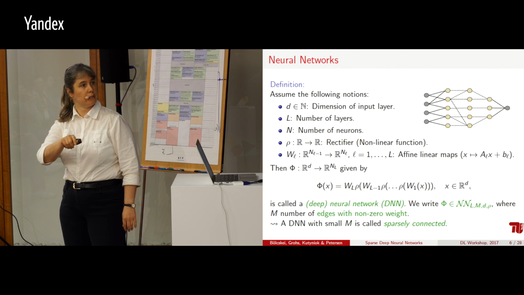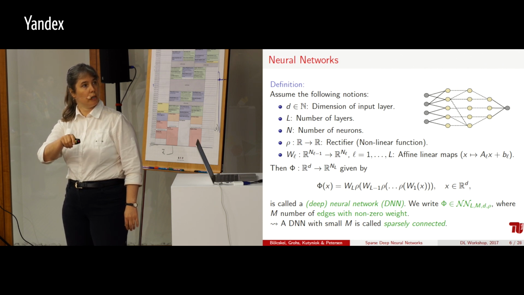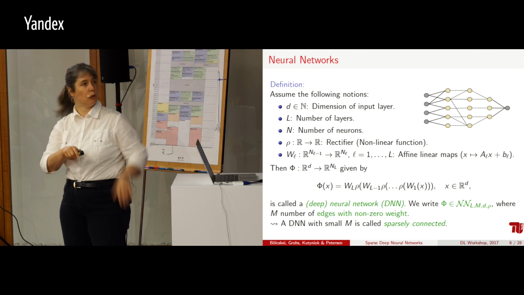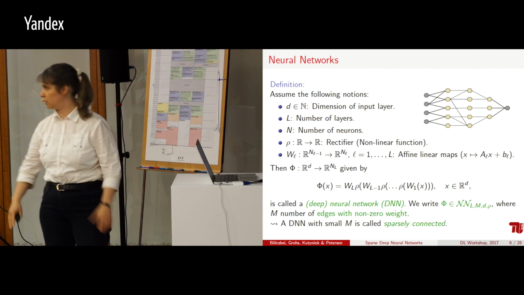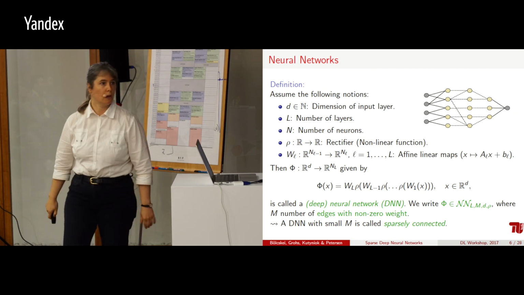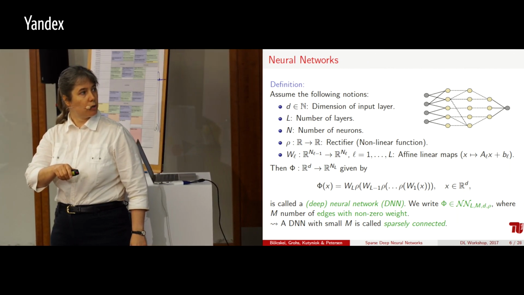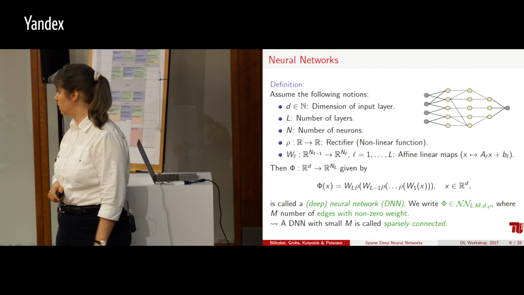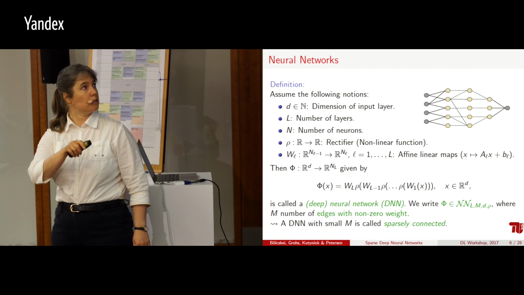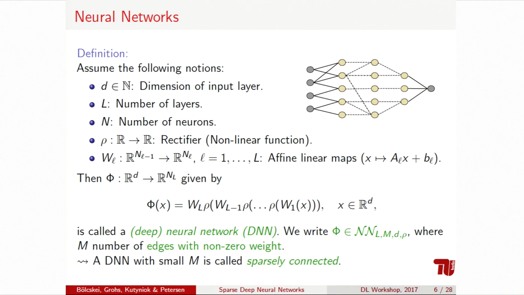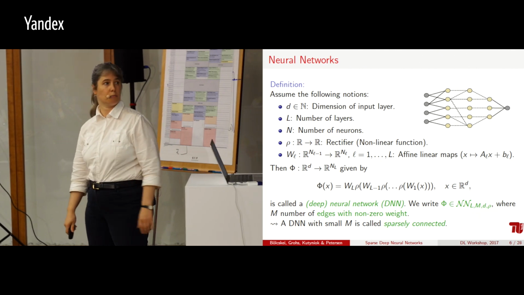So a neural network in my setting here is a function of this type, where each time I apply an affine linear map, which I denote by W_L, and then a rectifier component-wise. So it could be a ReLU, it could be something else. And what I'm particularly interested in is the number of layers, and then the number of edges with non-zero weight. These I will typically denote by M. And D, as I said, the dimension of the input layer, and rho the rectifier. So when I write Phi in NN(L, M, D, rho), this is what I mean. And what we are interested in is to have a small M, so a small number of edges with non-zero weight. That's what I call, and everybody calls, sparsely connected.